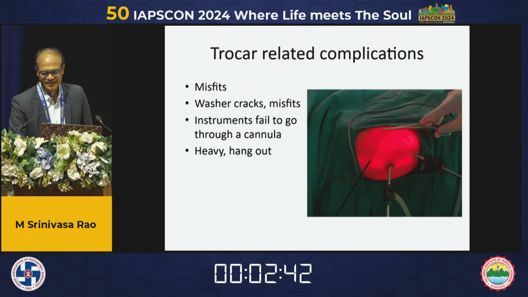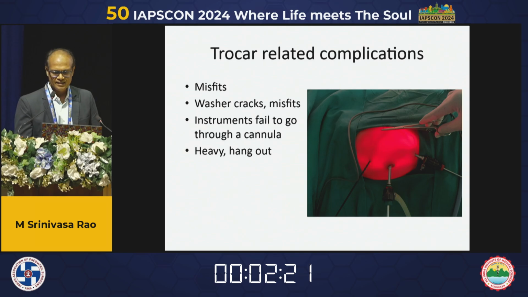We see many trocar-related complications while using trocars, such as misfits between the trocar and the instrument we introduce. There may be small washer cracks through which the gas insufflation may not be sufficient. The instrument may fail to go through a particular company's cannula. These are the difficulties we have noted while using the conventional cannula system. Sometimes the trocar as well as the instrument are so heavy compared to the baby's abdomen that they tend to hang out of the abdominal site. These are the problems we have realized while operating with trocars.